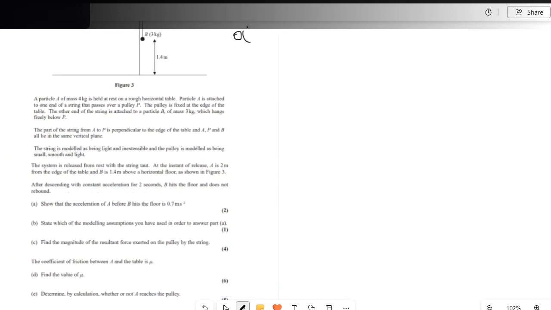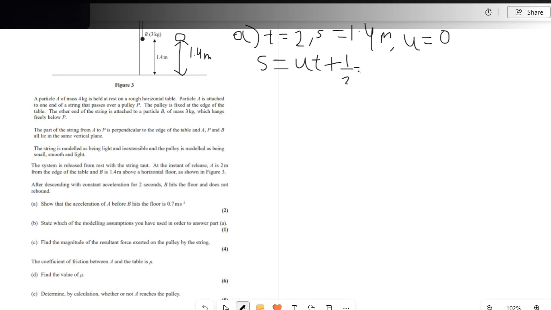For part A, we are given that the time taken is 2 seconds, and the displacement is 1.4 meters by B, because B is the particle that falls through a distance of 1.4 meters and has the same acceleration as A. We also have an initial velocity of 0 because both particles were at rest. So we can use the equation s = ut + half at square to find out a, because we don't know the value of a.